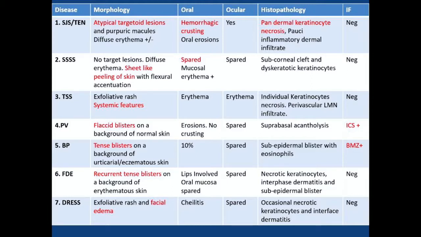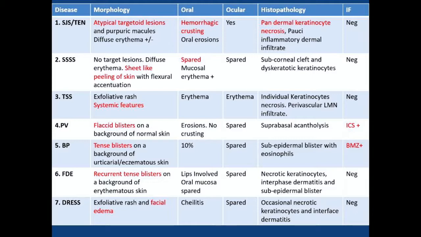In toxic shock syndrome, invariably the patient comes with shock, there are systemic symptoms, there is an exfoliative rash, cheilitis may be present, but there are no atypical targetoid lesions. In pemphigus vulgaris, there are flaccid blisters, there is oral mucosal erosion also, but hemorrhagic crusting and cheilitis is not a feature. And histopathology and immunofluorescence are diagnostic for pemphigus vulgaris.